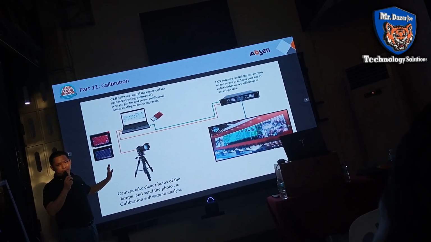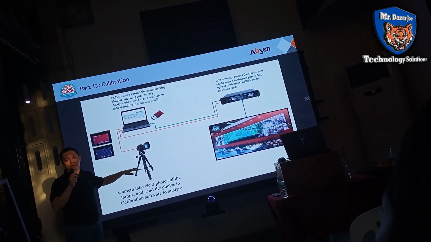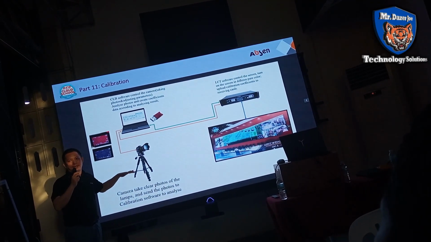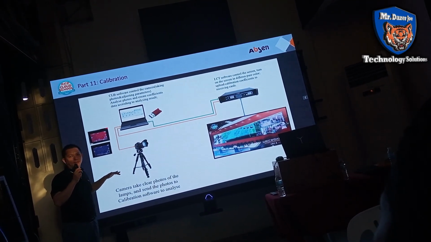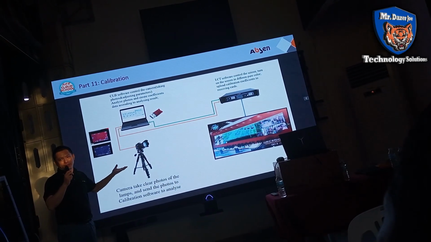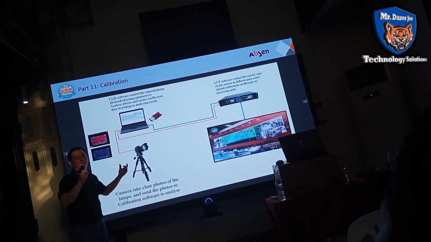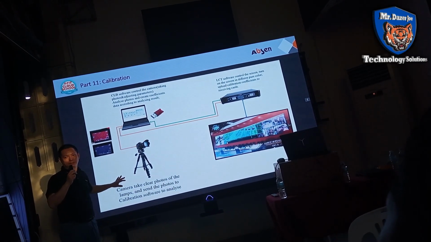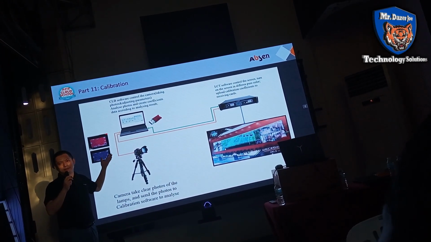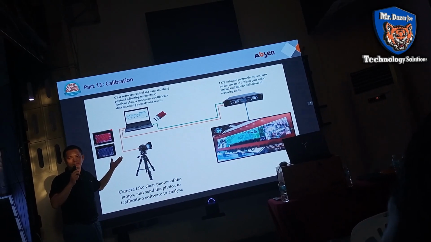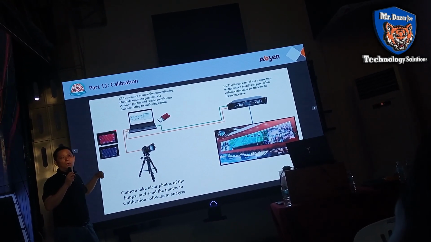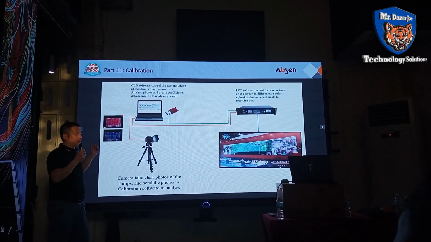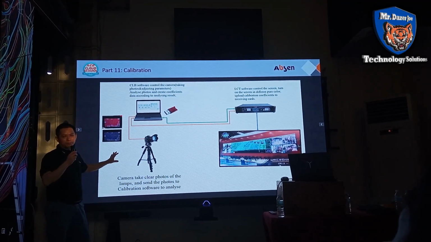So after calibration, all the three lamps will stay at the same brightness for RGB, and the color coordinate is also very close, and the color uniformity will be much better than before calibration. So this is how we do the calibration by camera.